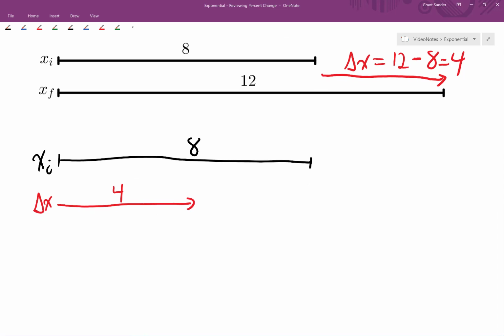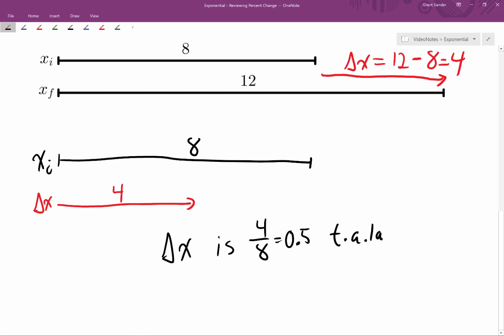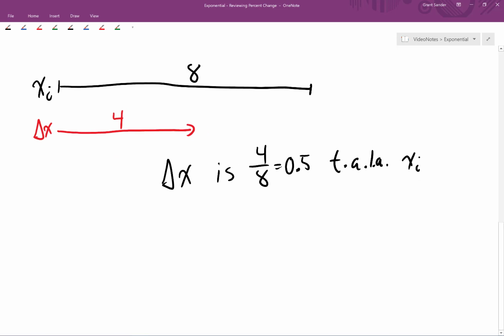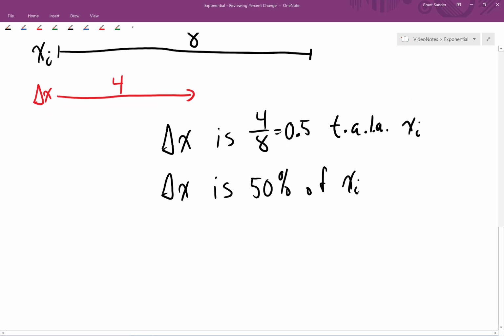And therefore, if we do this, we can say that delta x is 4/8, which is equal to 0.5 times as large as our initial value of x. So that change in x is half as large as our initial value of x. And therefore, we can say that delta x is 50% of our initial value of x. So 4 is 50% of 8.